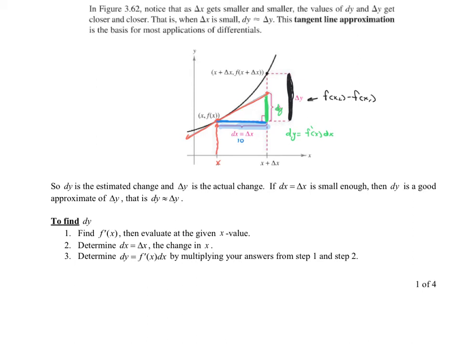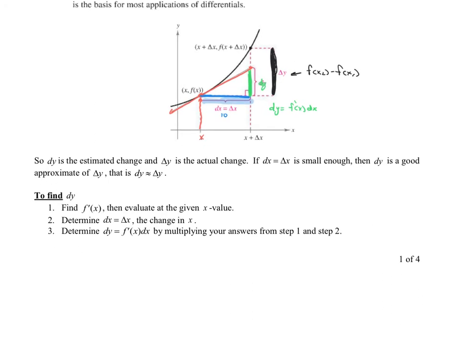So we don't want dx to be large values like 1,000, 100, or 10. Usually we're going to have dx be very small values like 1 or 0.1 or 0.01. The smaller the change in x is, the more accurate the estimated change in y is. And that's what it says right here: dy is the estimated change and delta y is the actual change. If dx equals delta x, if the change in x is small enough, then dy is a good approximation of the actual change in y.